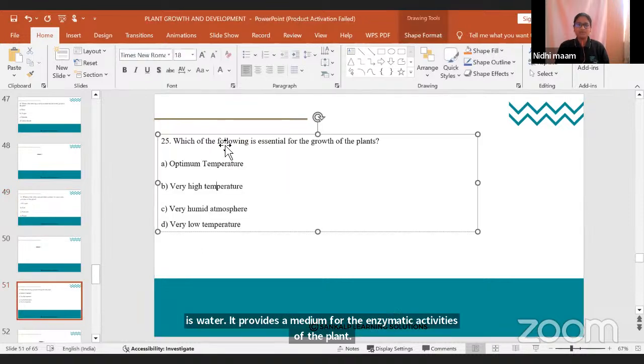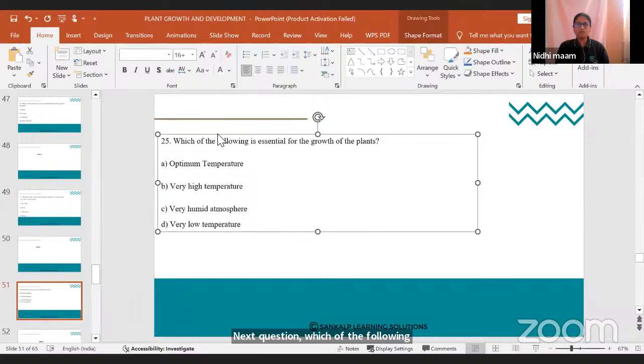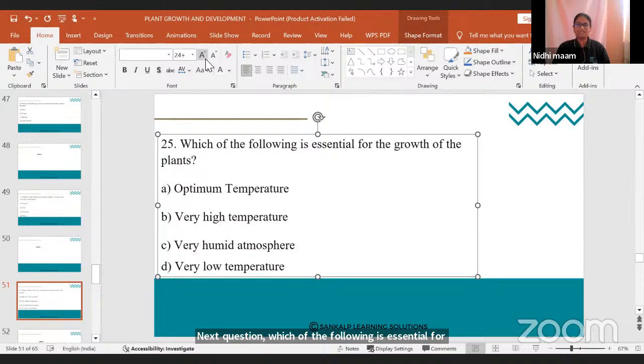Next question. Which of the following is essential for the growth of the plants? A is optimum temperature, B very high temperature, C very humid atmosphere, D very low temperature. Sharath, Impana, Shweta, Varun, Bhuvan, Navyashri, Shabina, Yashwant, Bhavna.